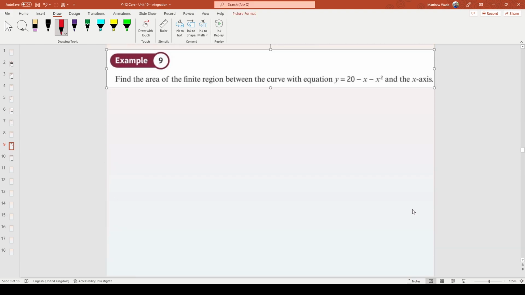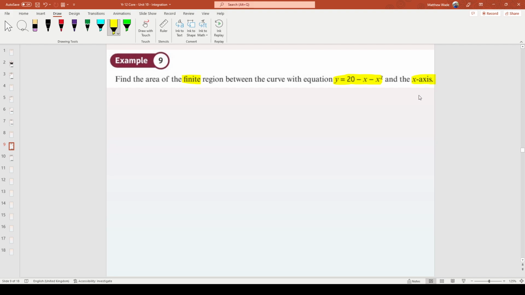Okay, here we go. This one says, find the area of the finite region. Do you guys know what finite means? I'll give you a hint, it's the opposite of infinite. That's right, it's a specific value. It means it's actually got a number. It's not infinite, it's got a number. It might be 6 or something. Of the region between the curve with this equation and the x-axis is what it says.